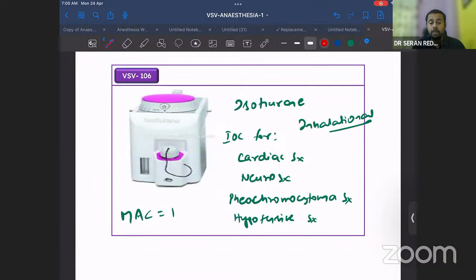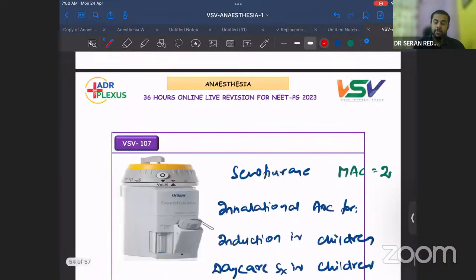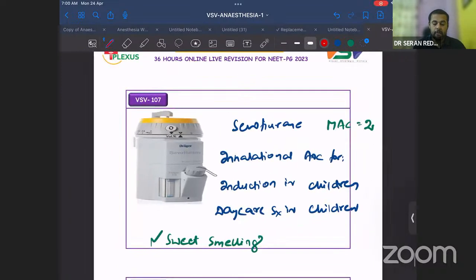Then isoflurane is the inhalation agent of choice for cardiac surgeries and neurosurgeries. Isoflurane is stored in a purple color vaporizer. MAC is 1. Just remember, it is the inhalation agent of choice for cardiac surgeries, neurosurgeries, pheochromocytoma surgeries, and controlled hypotensive surgeries.